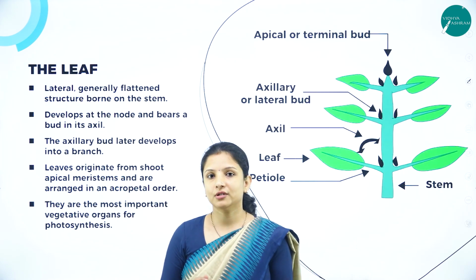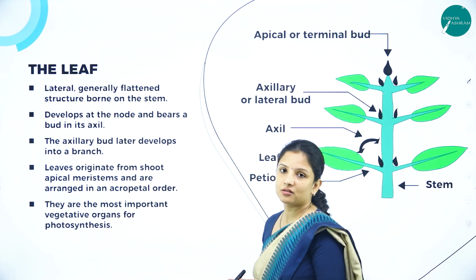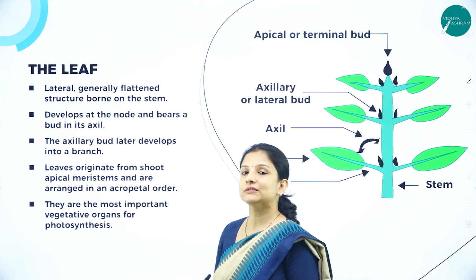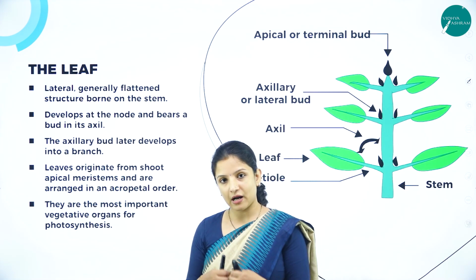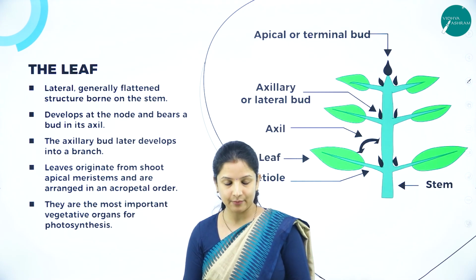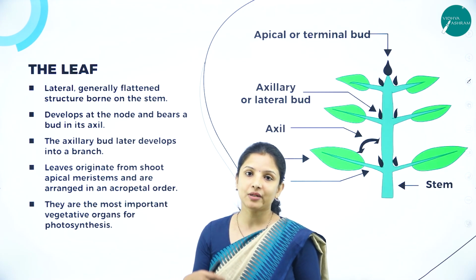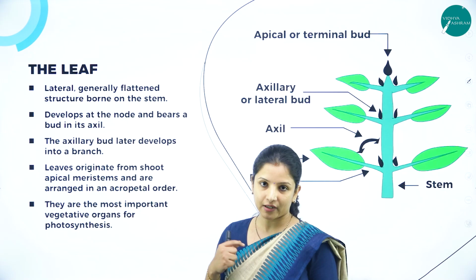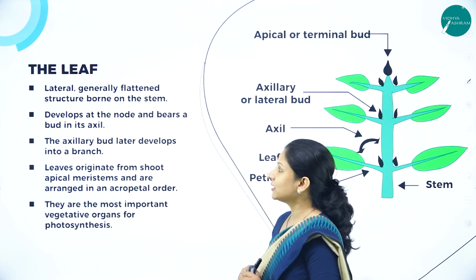So, talking about the leaf. We had learnt in the previous session, wherein we studied the below ground part of the plant, that is the root, and the above ground part, that is the stem. And I told you that in the stem, that is in the nodal region, the leaf arises. So, let's study about it in detail.